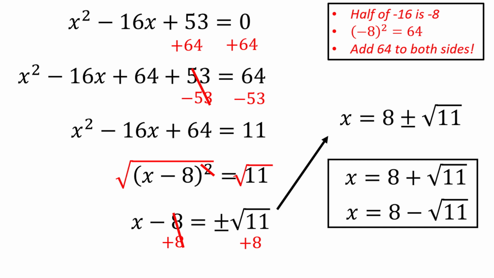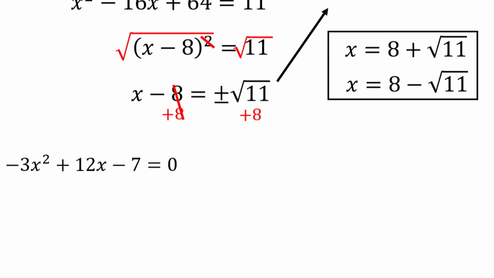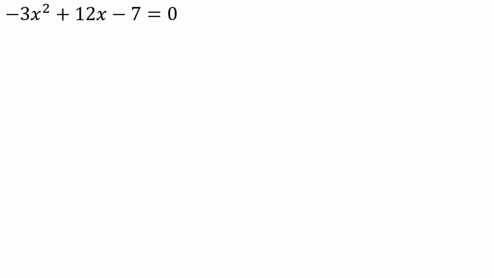I mentioned earlier that if you have a coefficient on x squared that is greater than 1, that you should factor it out. So let's look at a problem like that. Let's say you have negative 3x squared plus 12x minus 7 is equal to 0. Let's start by just getting rid of the negative 7 by moving it to the other side. We have negative 3x squared plus 12x is equal to 7.